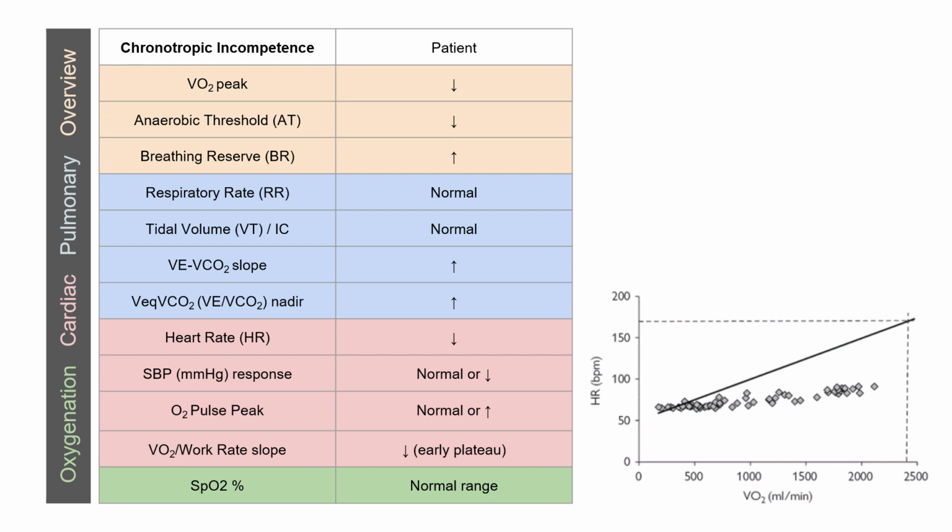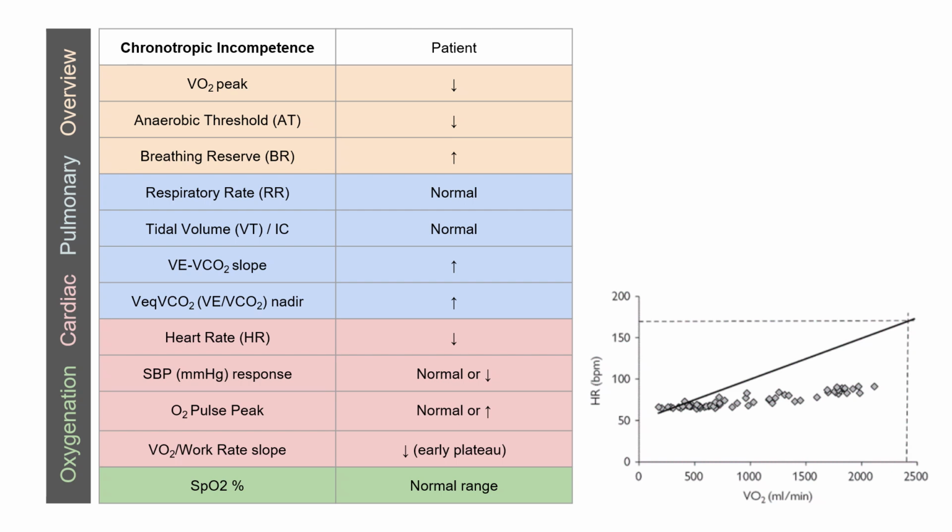Their respiratory rate is normal, their tidal volume to inspiratory capacity is normal, but their markers of ventilatory inefficiency are elevated, and that is because of their poor cardiac output, which leads to poor perfusion of the lungs and increased dead space. Their heart rate is typically low because of the medications or the autonomic dysfunction, of course. It's one of the defining features. Their systolic blood pressure response is either normal or reduced depending on the medications or the cause.